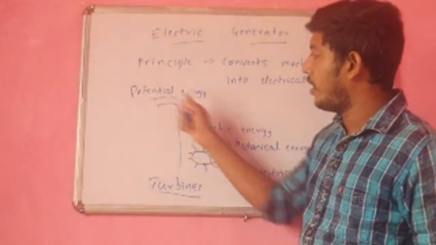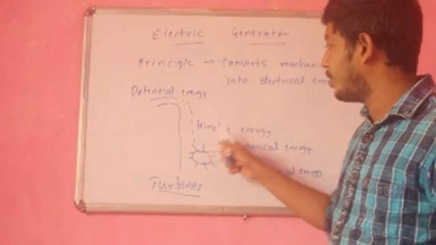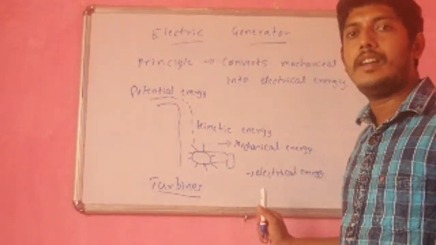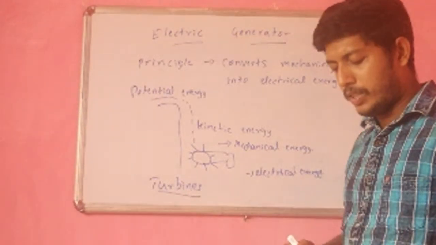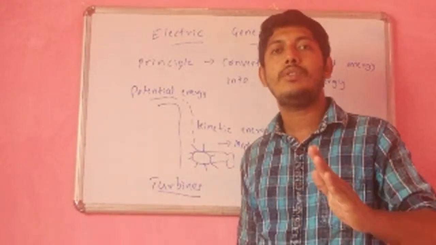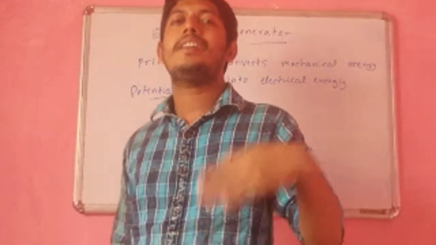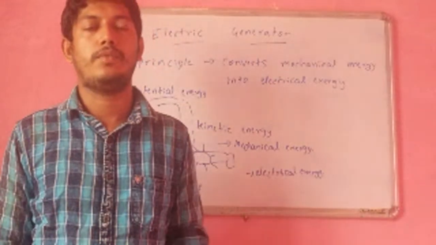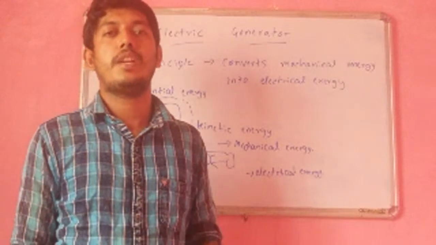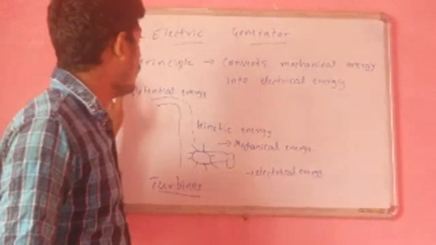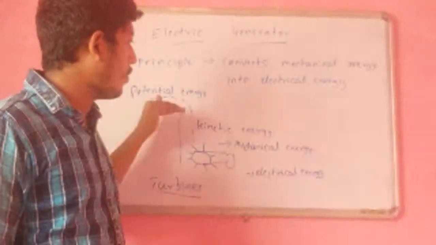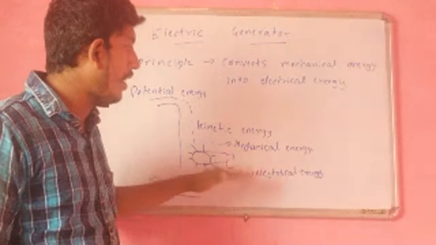So potential energy is converted into kinetic energy, then into mechanical energy, then into electrical energy. That is why we have the law of conservation of energy: energy can neither be created nor destroyed, but it can change from one form to another. Here the energy is initially potential, then kinetic, then mechanical, then electrical.